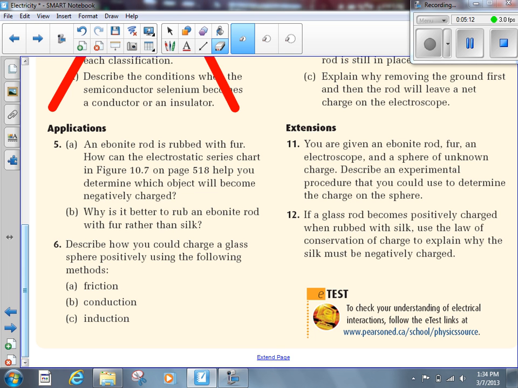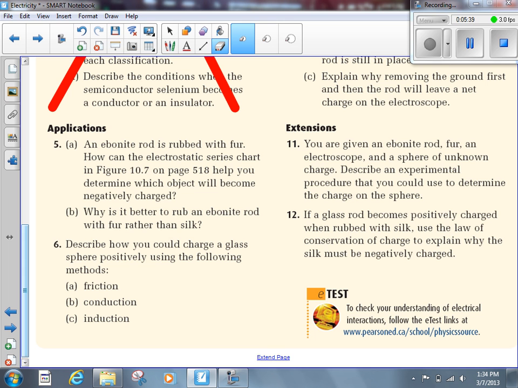Let's assume the glass and the silk are neutral to start off. Okay, neutral. Rub them together. Glass becomes positive 5. What's the total charge before I rub them together? 0, right. What's the total charge after I rub them together? 0. If the glass becomes positive 5, then the silk must become what? Negative 5, because the total charge afterwards has to remain 0. 5 plus negative 5 gives me 0.